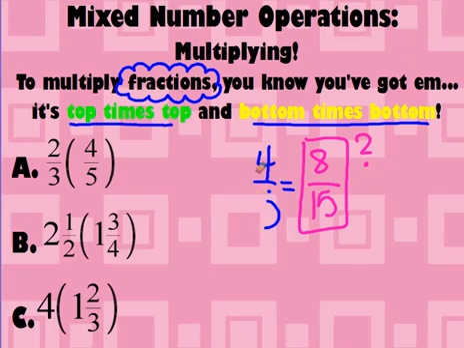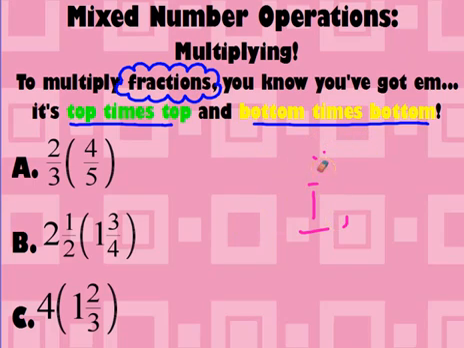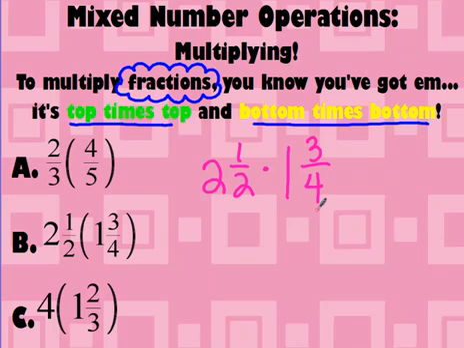So again, our rhyme says to multiply fractions, you know you've got them. It's top times top and bottom times bottom. So here we have 2 1/2 times 1 3/4. Okay? We can't just multiply the fractions together. We actually have to change these mixed numbers to improper fractions. So that's going to be the first step, is to change these guys to improper fractions.